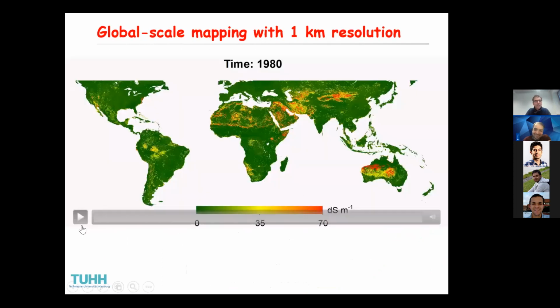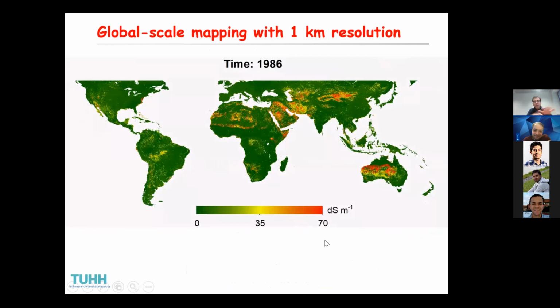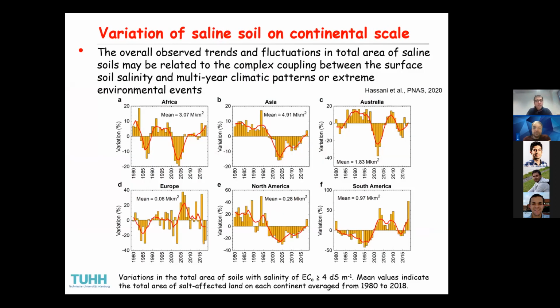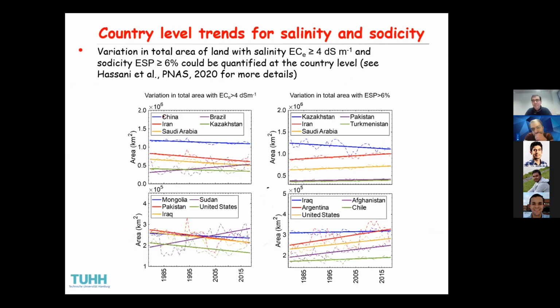So there is a little video as well. We can make, for example, global scale maps for different years from 1980, I guess, to 2018, showing how the salinity is evolving over time. And we can do a lot of things now, for example, on a continental scale, how in Africa, Asia, Australia, things are changing in terms of salinity and sodicity in different years. And this is my last slide, that we can get information on country level. So all of them are in that paper for all the countries around the world.